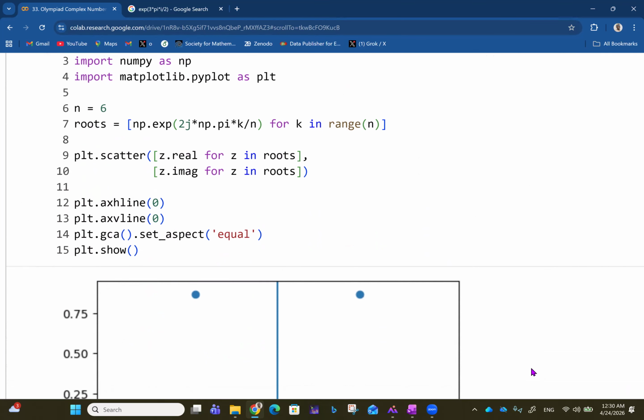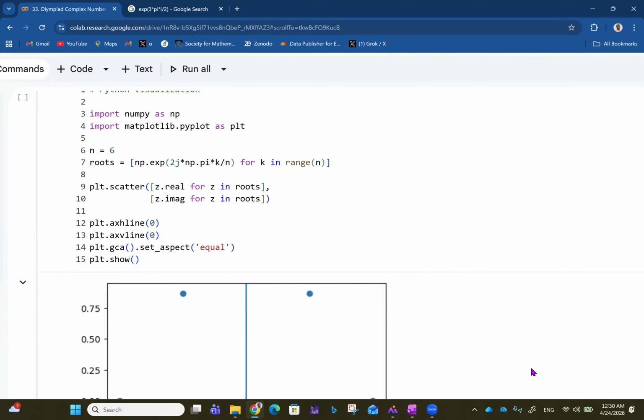So for instance, if we have n raised to power 6 and we are looking for roots, like we are looking for z raised to power 6 equals 1, we're looking for those 6 roots. So the general formula, we have the exponent of 2 pi i, the i now is this j here, multiplied by k over n, and our n is 6. So our k is going to be from 0 to 5. That's 0, 1, 2, 3, 4, 5.